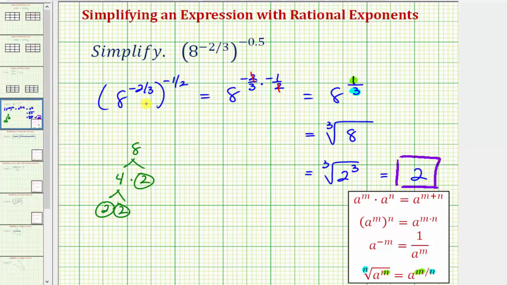So 8 raised to the power of negative 2/3 raised to the power of negative 0.5 is equal to positive 2.